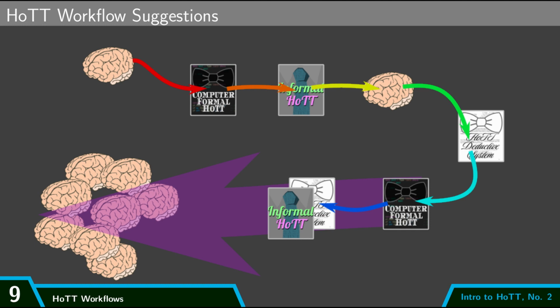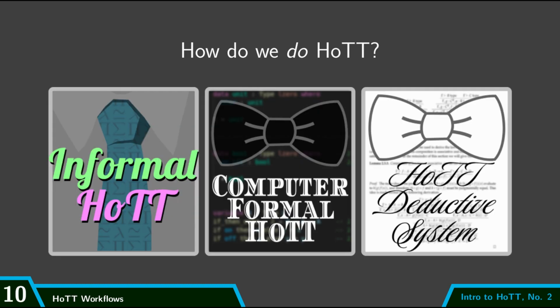So these are the kinds of workflows that are opened up by doing HoTT, is you can move between these different styles of work according to what you're comfortable with and what fits the current idea you're working on. And so a good homotopy type theorist is someone who can move between these different styles as needed and take advantage of whichever one is best.